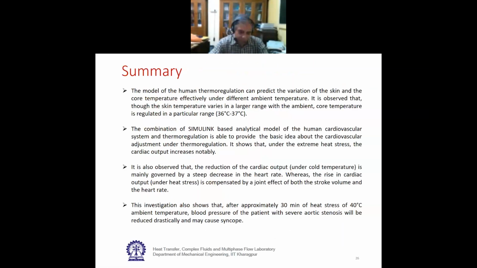Some summary I would like to make quickly. The model of human thermoregulation can predict the variation of skin and core temperature effectively, whatever simple model we have done for different ambient temperatures. It is observed that though the skin temperature varies over a large range, the core temperature remains constant at 36 to 37 degrees Celsius. The combination of Simulink and the thermal model gives a prima facie picture of the nexus between the cardiovascular circulation and the thermoregulatory system.